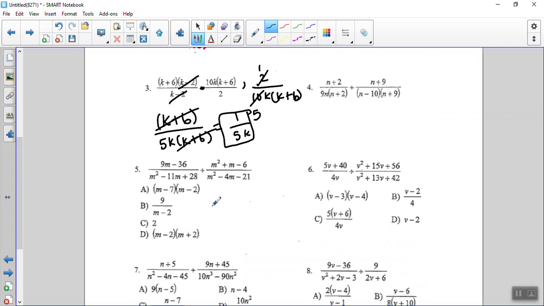Well, this one's not factored out for me, so I have to first factor everything out, and then we can multiply it. So I'm going to turn it into a multiplication problem by taking the reciprocal of the second one. So you have m squared minus 4m minus 21 in the numerator, and then in the denominator, you have m squared plus m minus 6. Okay? So that's how it works.